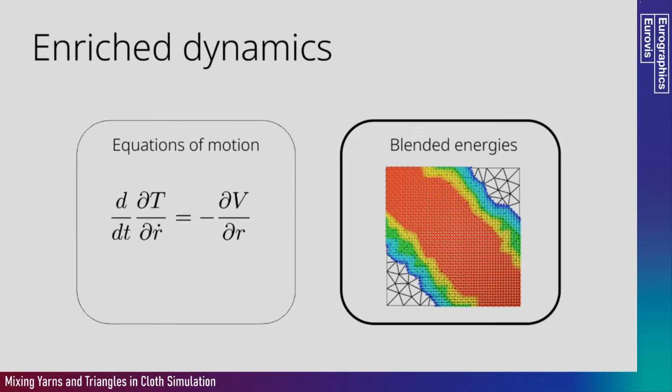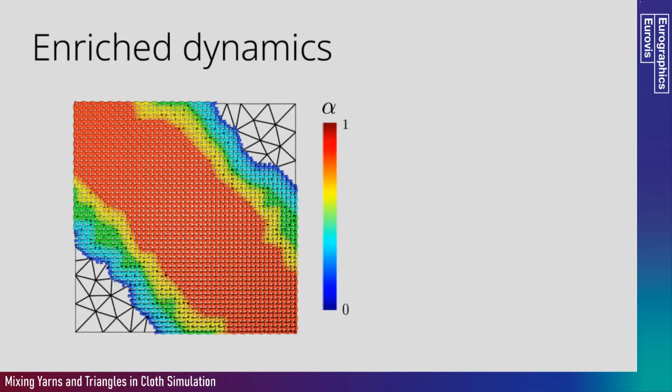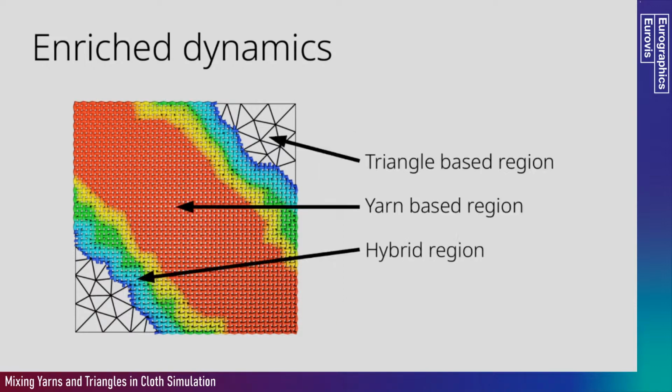Now, I will explain how we obtain the total kinetic energy and potential energy of our system. We define a scalar blending field, alpha, over the complete simulation domain. Regions with an alpha value of 0 use a triangle-based representation, while regions with an alpha value of 1 use a yarn-based representation. Blended regions use our enriched representation to enable a smooth transition.